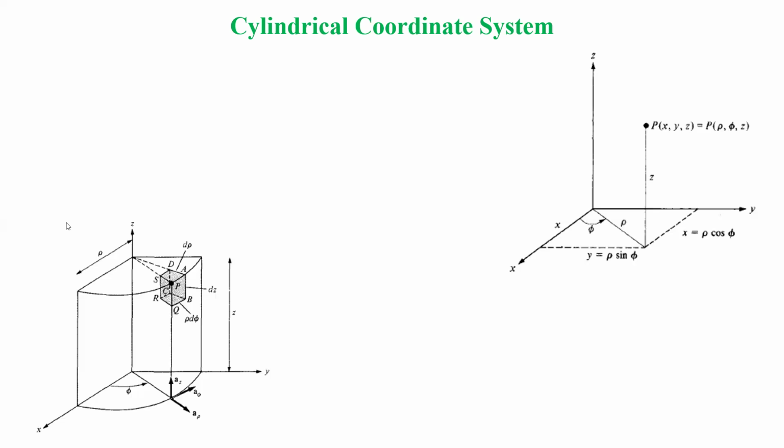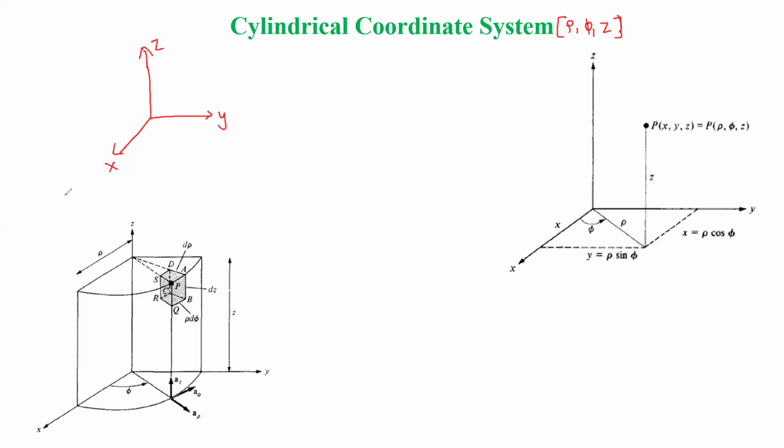In the case of the cylindrical coordinate system, the variables are rho, phi, and z. These are the three variables. Now we'll see how we draw this, and later we'll find the relation of these cylindrical coordinates in terms of Cartesian coordinates or vice versa. First of all, we plot the Cartesian coordinate system, so we write x, this is y, and here we have z.